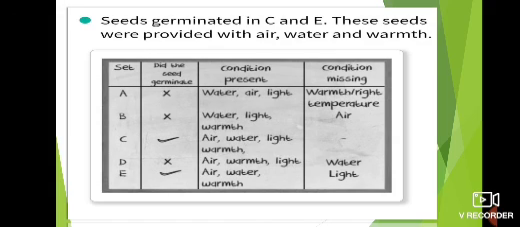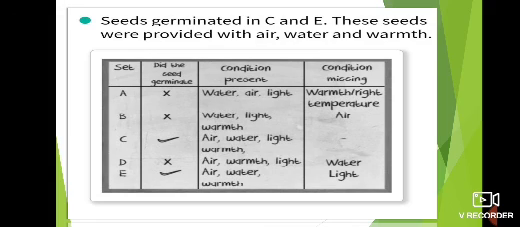If the factor right temperature is absent, then what will happen? Seed will not germinate. In part B, water, light and warmth are present but air is absent. Seed will not get air, it will not get oxygen, it will not germinate. As for us, oxygen is required, right? So just like us, seed also requires oxygen. It will not germinate if air is absent.